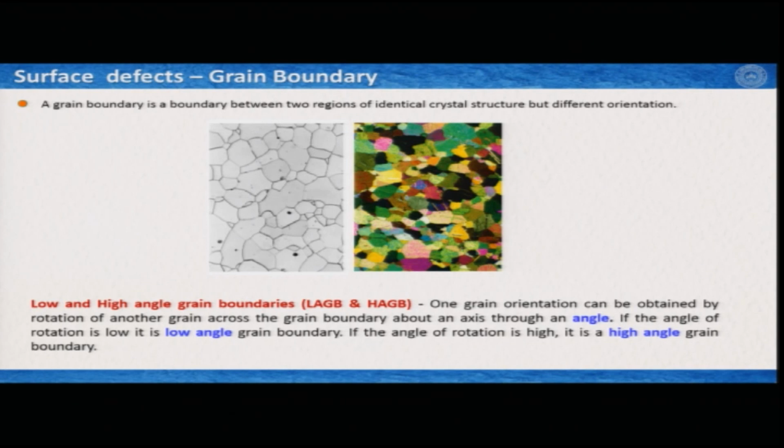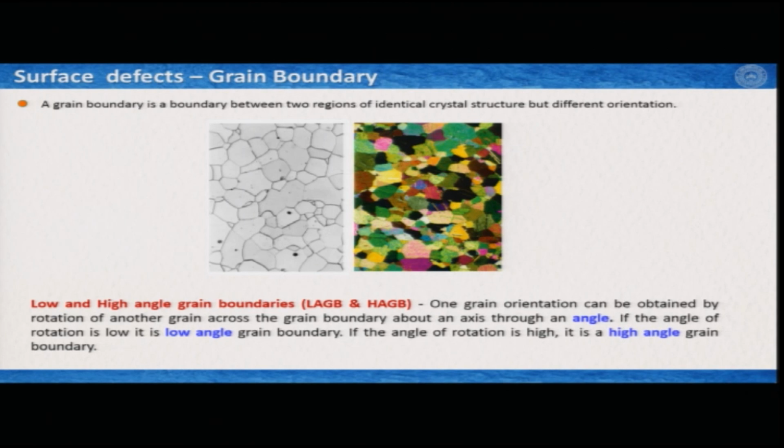So, what is a grain boundary? We all talk about the grain boundary being straight, curvy, serrated, and so on. But from the crystallographic point of view, a grain boundary is a boundary between two regions of identical crystal structures, if we are dealing with the same phases, but different orientations.